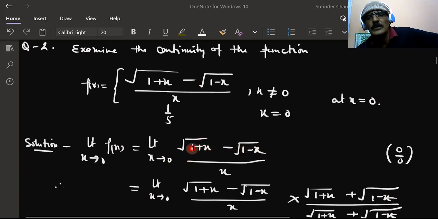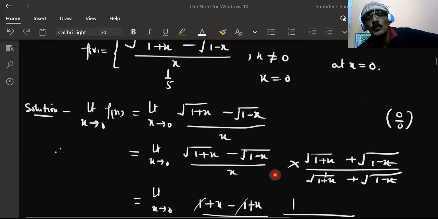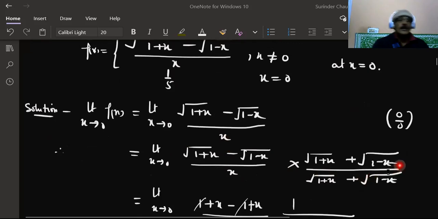The terms in the numerator are the square root of 1 plus x, minus x. So we rationalize it by changing the sign of the numerator. We want to remove the root terms of the numerator, so we want to make it a rational function. Rationalizing it: a minus b into a plus b is equal to a square minus b square.